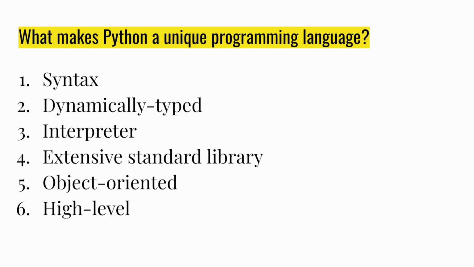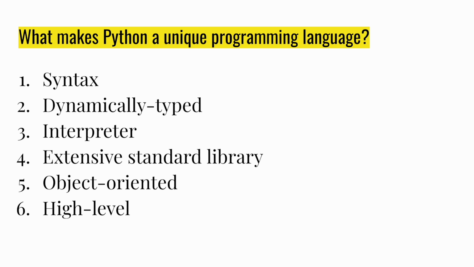And object-oriented. Python is an object-oriented programming language, which means that it is based on the concept of objects that have attributes and methods. This can make it easier to organize and reuse code in a Python program.